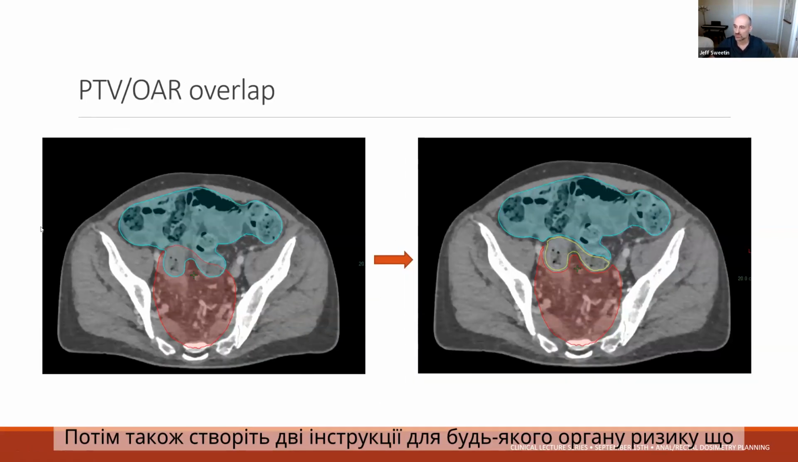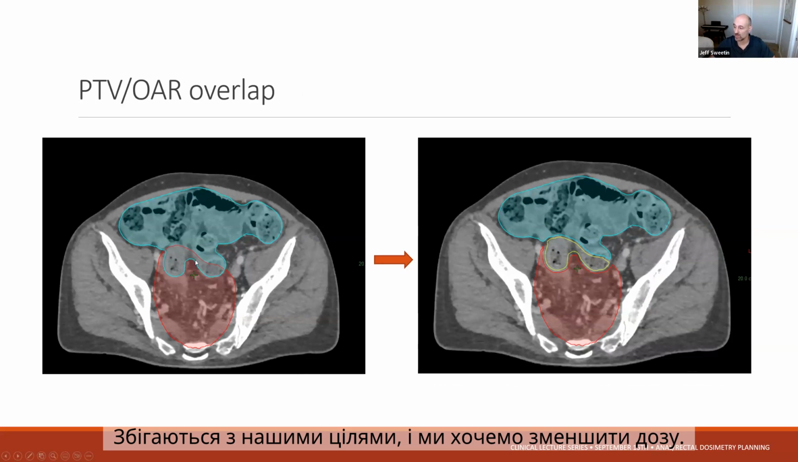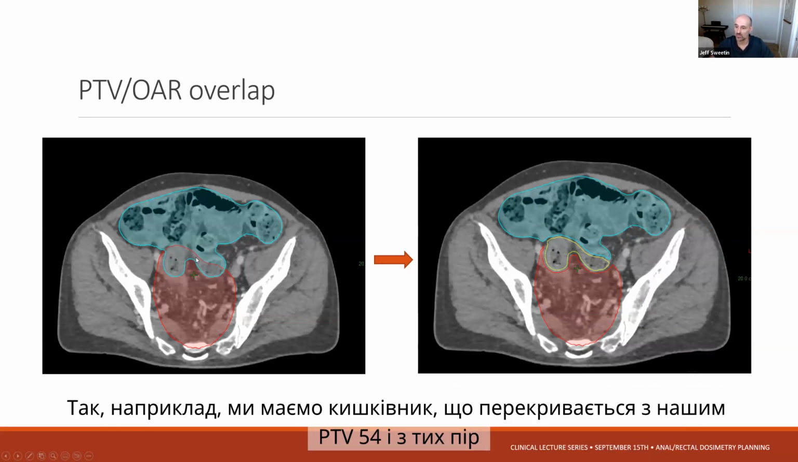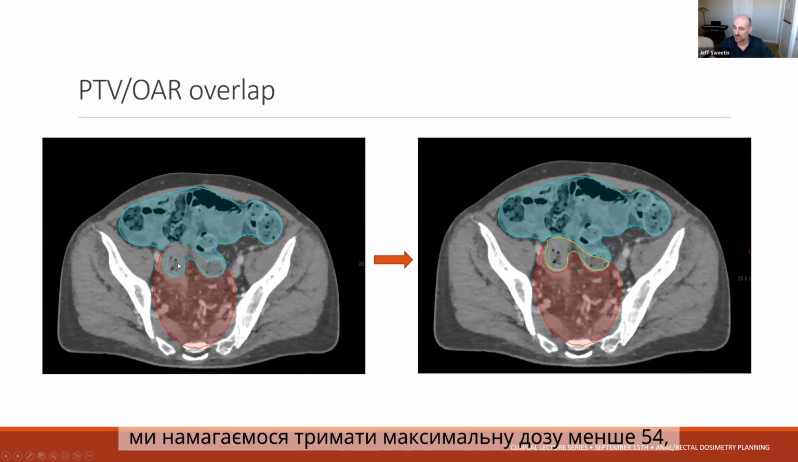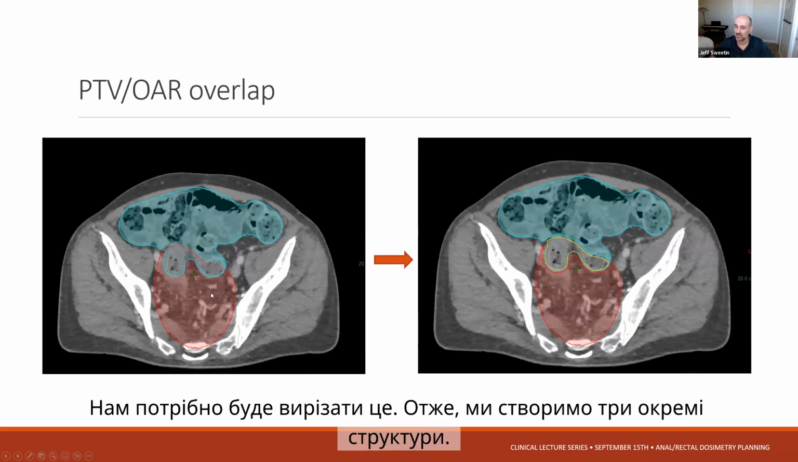Then we'll also create tuning structures for any OARs that are overlapping with our targets and we want to underdose. So for example, here we have the bowel overlapping with our PTV 54. And since we try to keep the bowel dose max less than 54, we'll need to carve this out.